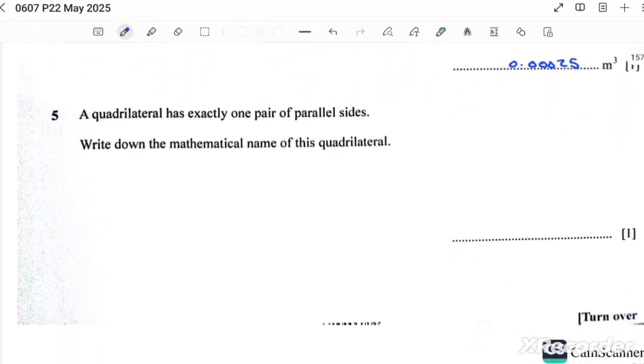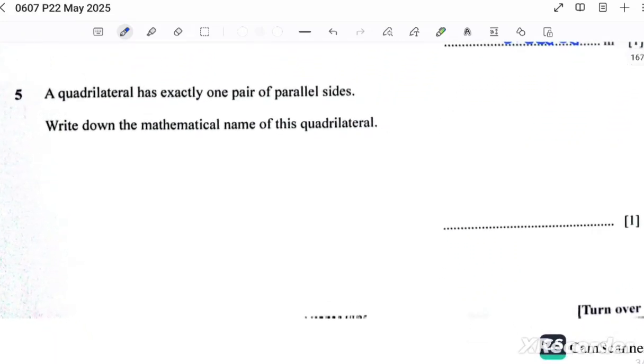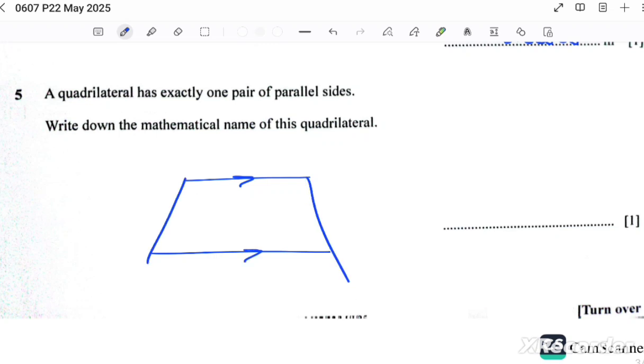Now, next question about the mathematical name. A quadrilateral has exactly one pair of parallel sides. Write down the mathematical name of this quadrilateral. Now, look, we have exactly 2 lines, or one pair, that are parallel. What do we call this shape? The shape is a trapezium, right?